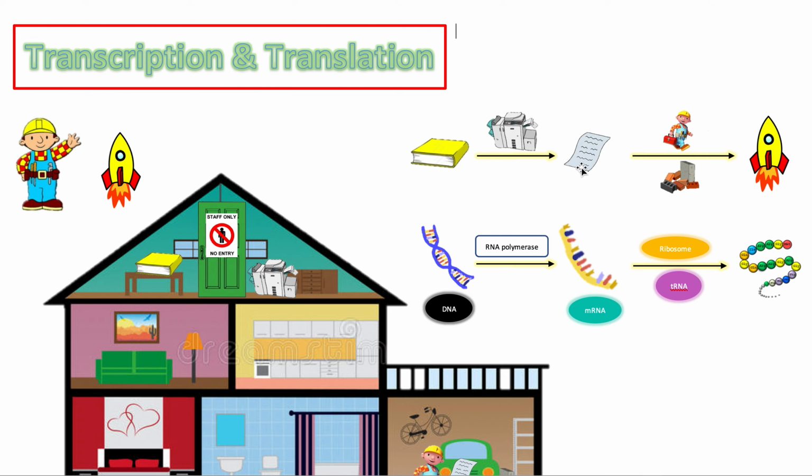We're trying to turn the paper, so the instructions, along with some tools and some materials, into the final product. So in the cell situation, we're trying to turn the mRNA along with ribosomes and tRNA into the final protein. Again, if you don't get this analogy, you need to watch this video.